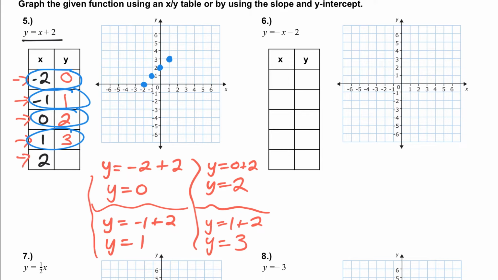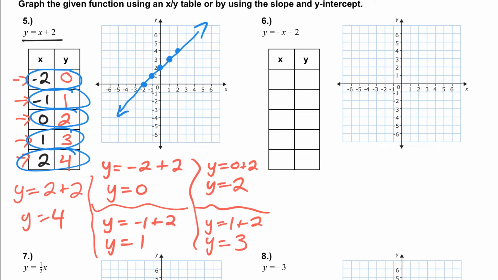And one more value to plug in. We're going to plug in x is equal to 2. If we plug 2 into our function, we get y is equal to 2 plus 2, and 2 plus 2 is 4. So when x is equal to 2, y is going to equal 4, giving us our last ordered pair, 2, 4. Right 2, up 4, make a point there. Okay, there is the graph of our function y is equal to x plus 2.